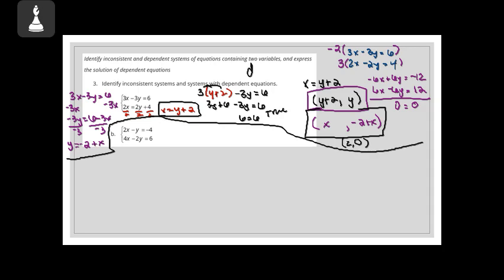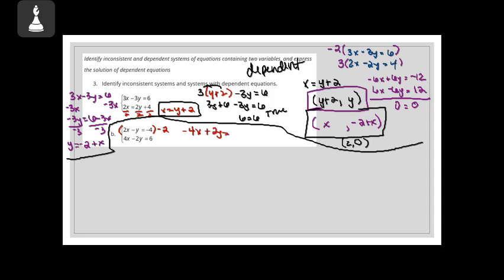So I'm going to solve this one using the elimination method. I have 2x minus y equals negative 4 and 4x minus 2y equals 6. So I'm going to work with the y's. I need, let's see, this is negative 2, this is negative 1. So let's multiply the top one by negative 2 because that'll make this 2y a positive 2y. So negative 4x plus 2y equals 8. And then the bottom one, 4x minus 2y equals 6.